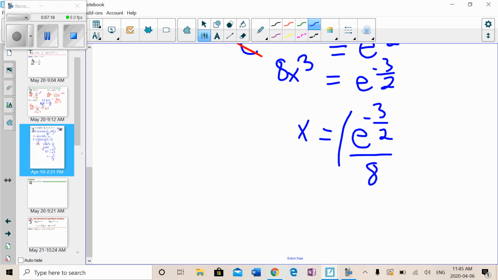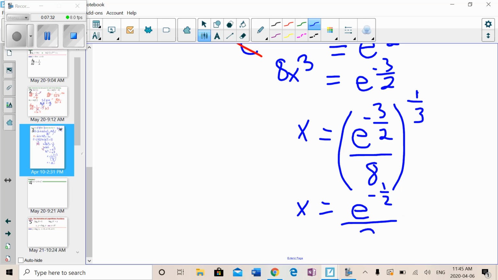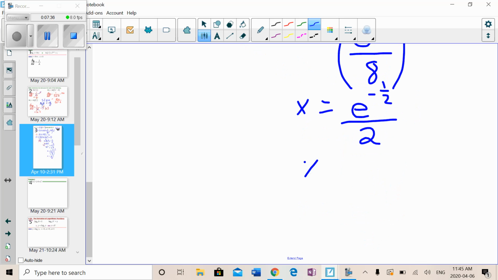Instead of cube rooting, I'm going to put it all to the 1/3, because that is the same as cube rooting anyways. So x equals, when you simplify your numerator, a power to a power, you multiply, so the 3's cancel and you get e to the negative 1/2. And the 8 cube roots nicely, and you get a 2. And that's an okay answer, but don't forget e to the 1/2 is root e, so since it's a negative 1/2, it's on the bottom.